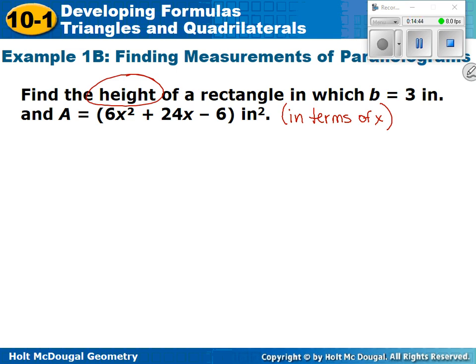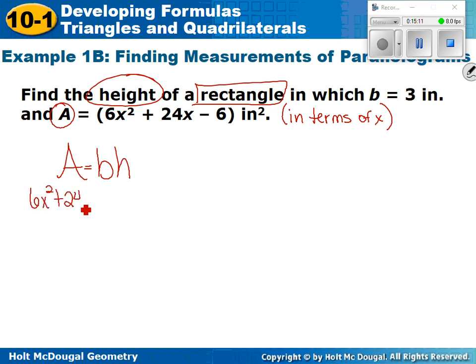All right, what are we going to start with on our paper? Not starting with numbers. What am I starting with? Formula. Area formula for what shape? Rectangle. What's the area formula for a rectangle? A equals BH. Area equals base times height. Plug in what you know, look for what you don't know. What's going to go in for A?